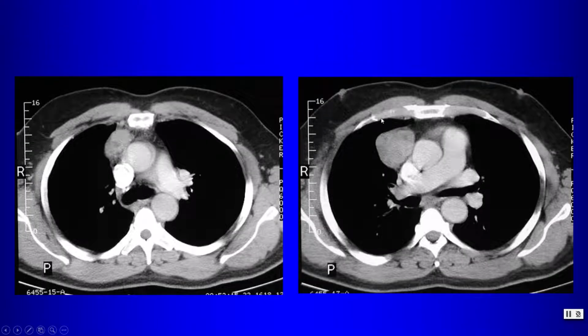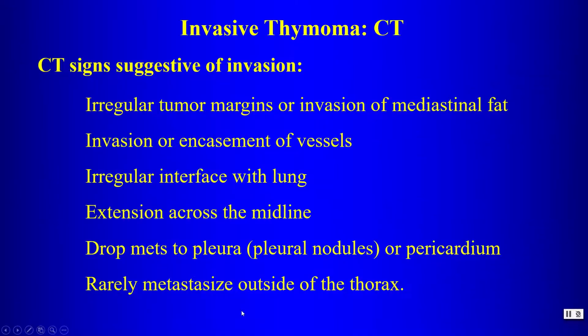Again, another example of a thymoma. This was a patient with myasthenia gravis. So some clues on imaging that we're dealing with an invasive thymoma: if we have irregular tumor margins or invasion of mediastinal fat, invasion or encasement of vessels, irregular interface with lung, extension across the midline. Most importantly, drop metastases to the pleura, pleural nodules, or metastases to the pericardium.